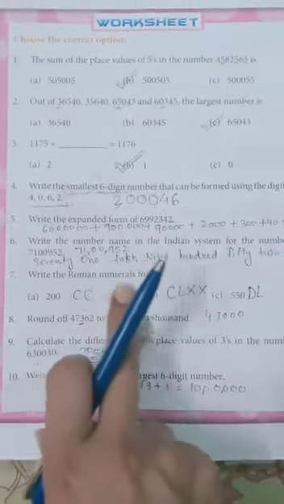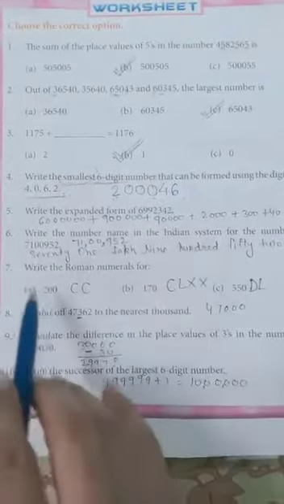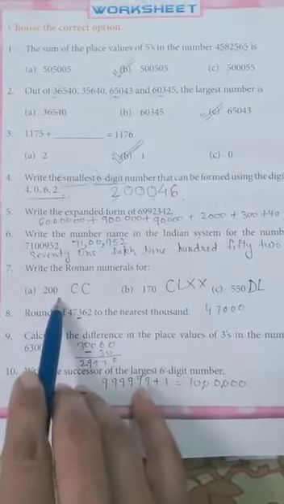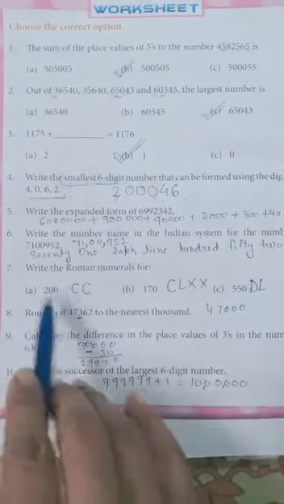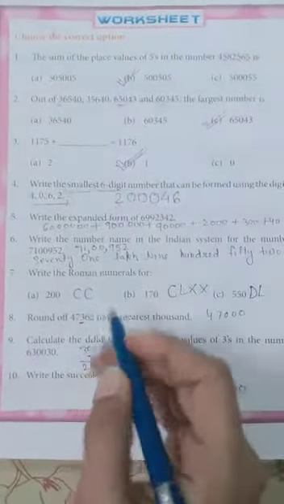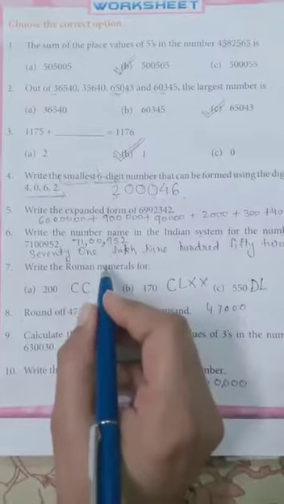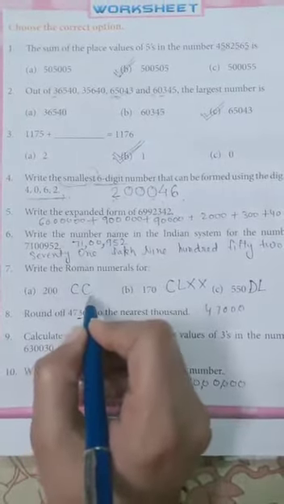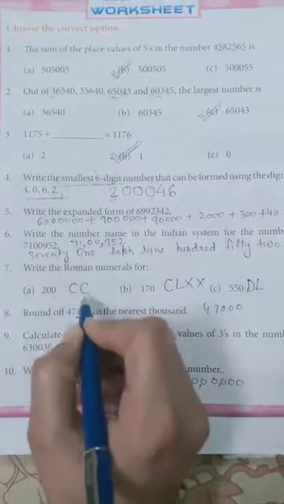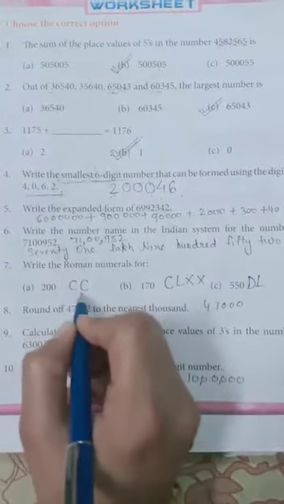We have already learned this topic too, Roman numerals. Which number is this? 200. So what we have to do to make the 200? Means 100 plus 100, and we will use the symbol C for 100. Then for 200 we will write the symbol C 2 times. This is your Roman numeral for 200.